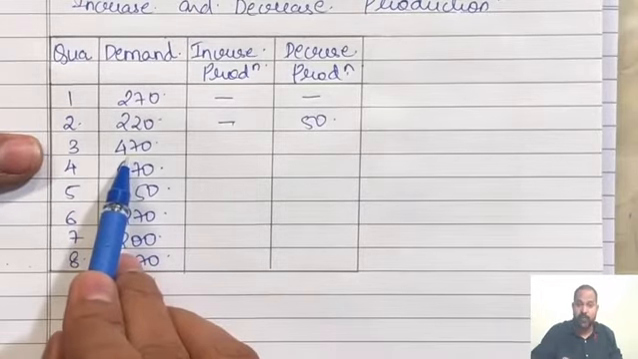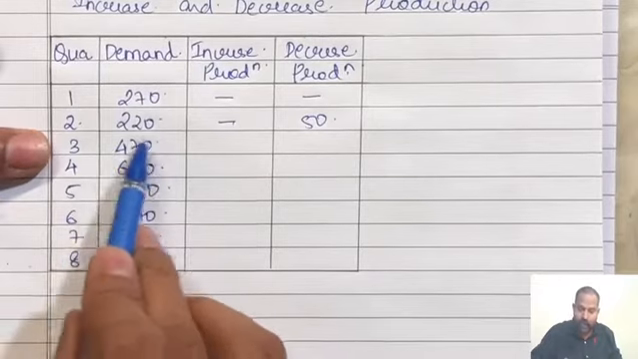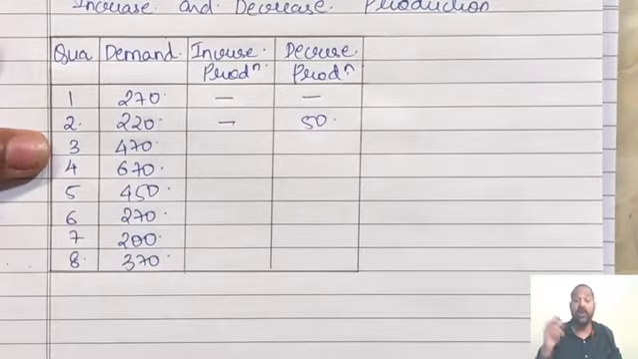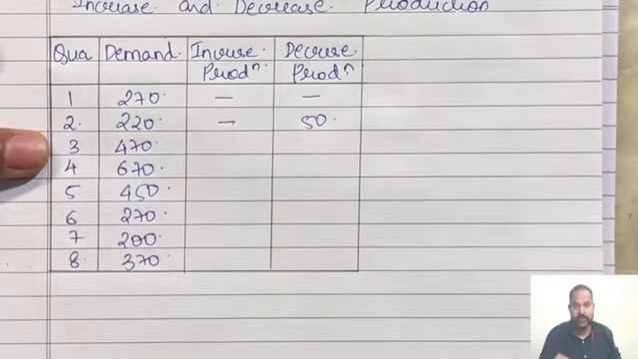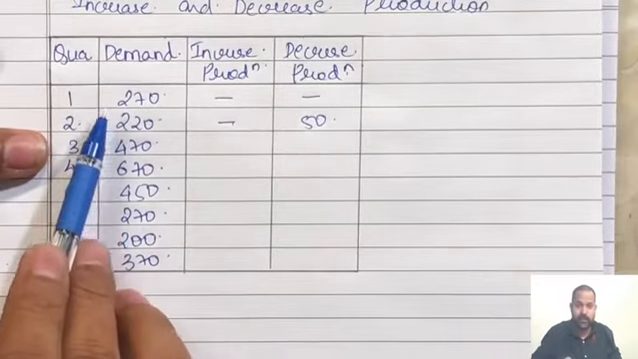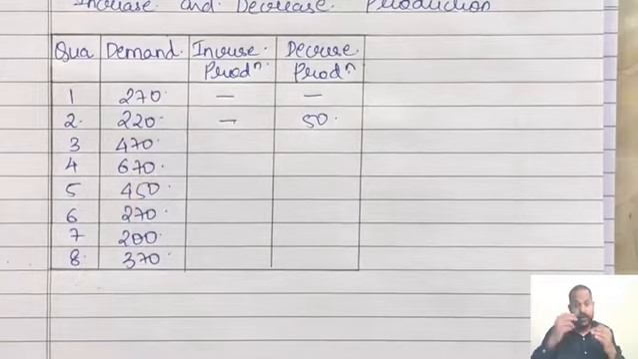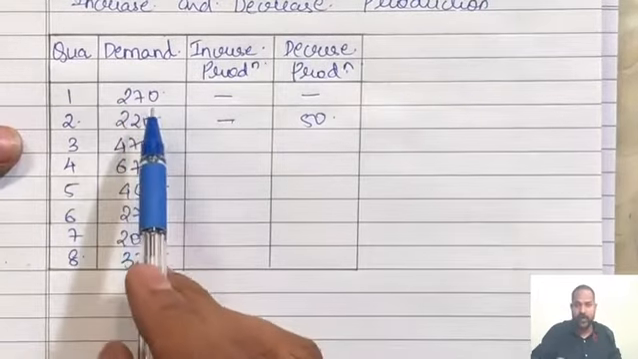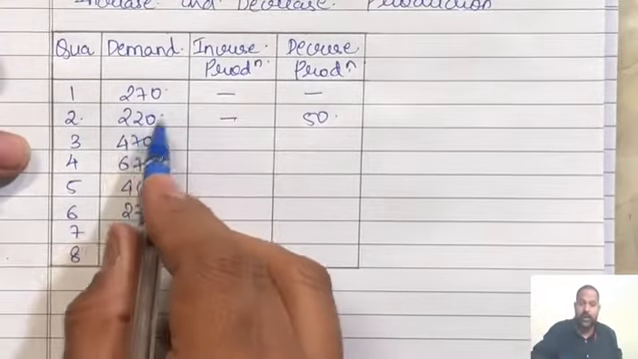Let's go to the next one, which is quarter number 3. How many units do you require in that quarter? 470 units. If you require 470 units, is it more or less? Well, sir, but I have a question. What am I comparing against? 270 or 220? Obviously 220, because in the first quarter you were producing 270, then in the next quarter you reduced and now you are producing 220.